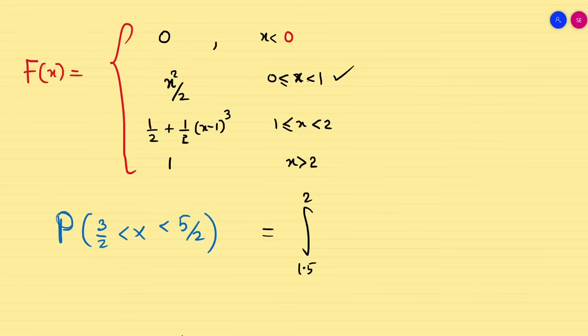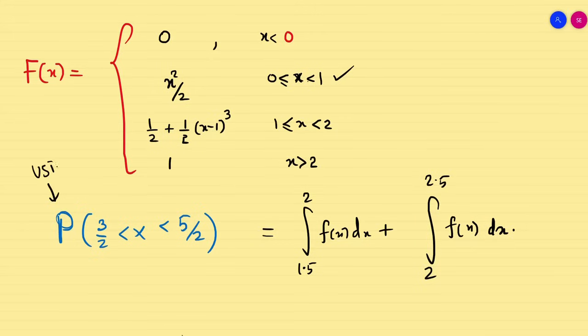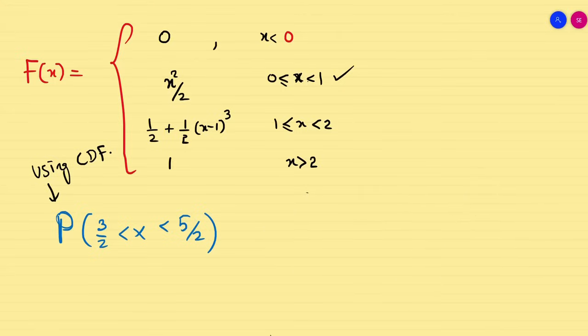So 1.5 to 2, I have to write f of x dx, and then 2 to 2.5, f of x dx. But you will not get a mark because it is mentioned using CDF. You have to solve it that way. If nothing is mentioned, you can go like this. So I cannot do this. So let's do it. I'll delete this. So now how to find this using CDF.